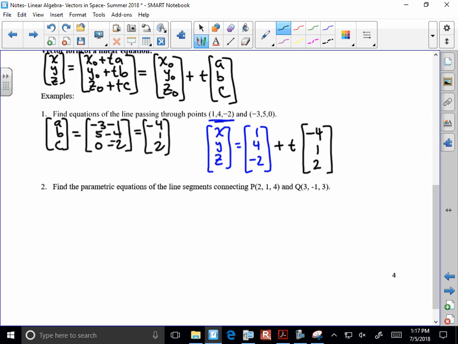All right, so parametric equations of the line segments connecting these 2 points, same general idea. So a nice star for you there.